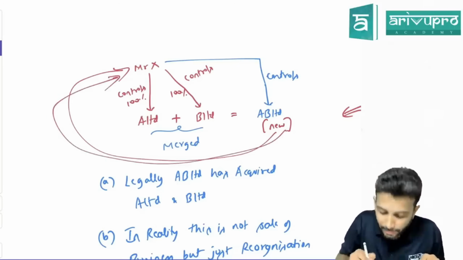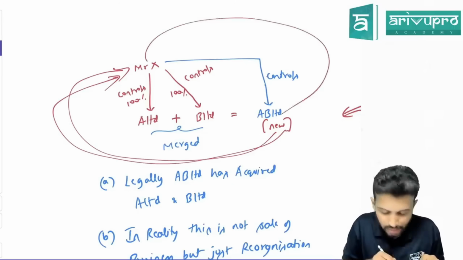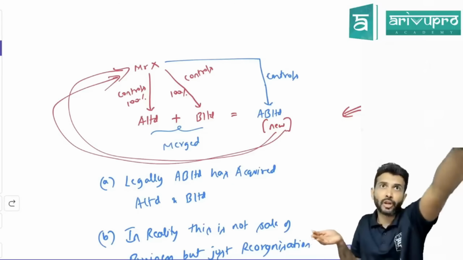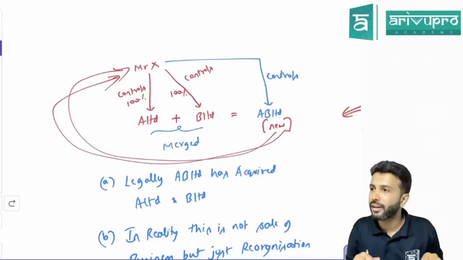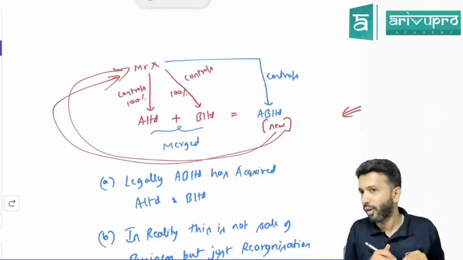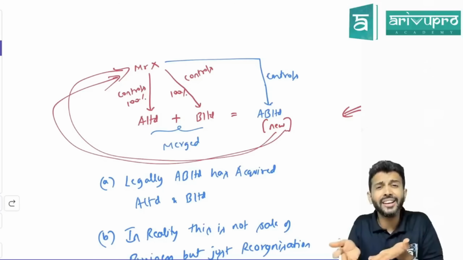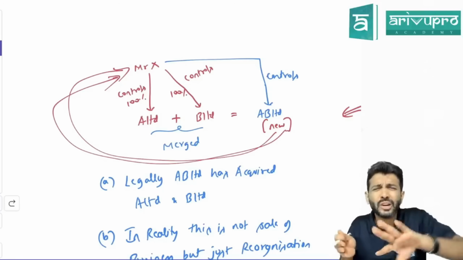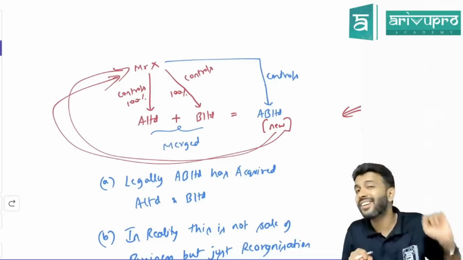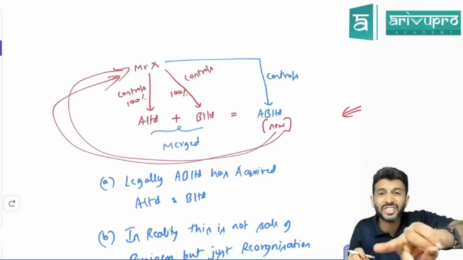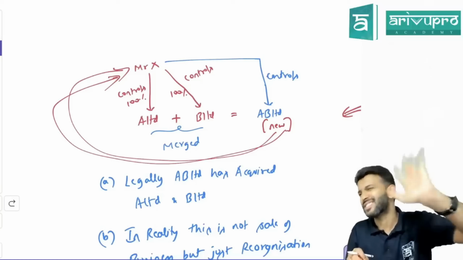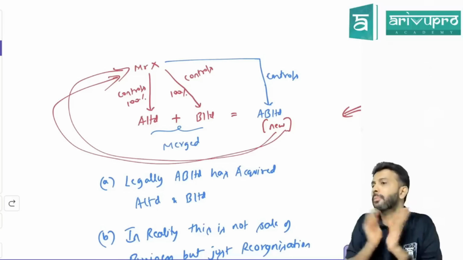That means now Mr. X will control which company? AB Limited, because AB Limited is a new company. Mr. X got majority shares in the new company. Now X is still controlling AB Limited. Now you tell me, is this really a business purchase or a reorganization? This merger method is not really a sale of business. It is just a reorganization or reshuffling of a business. This is your merger method.